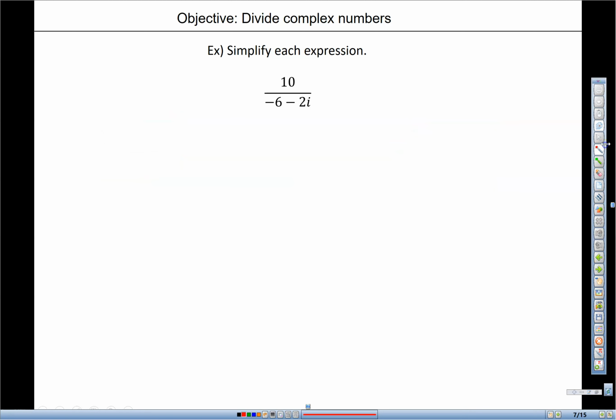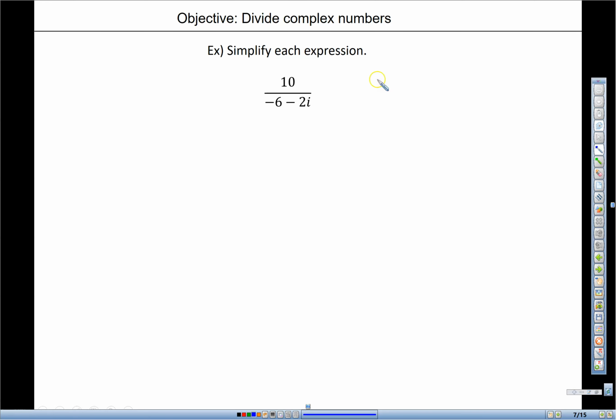All right, so here is our first example. So here we're taking two complex numbers. 10 is a complex number that's also a real number, which is rational, and the denominator that we're dividing by is -6 minus 2i, a complex number of a plus bi form.